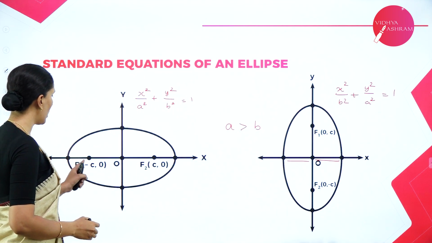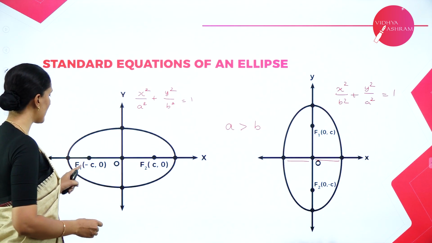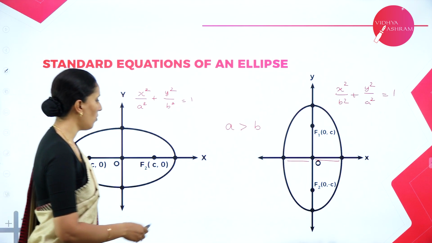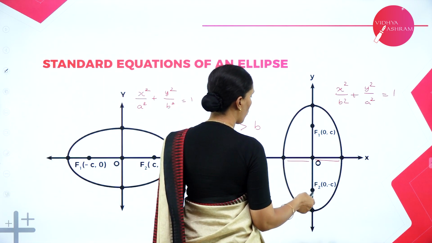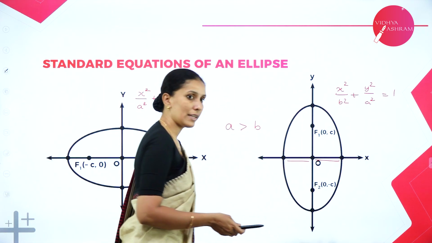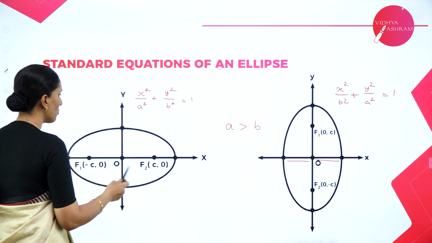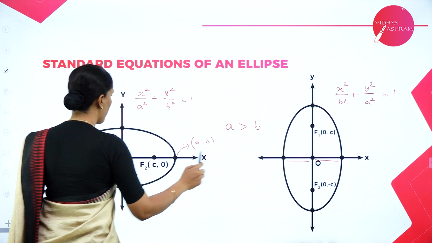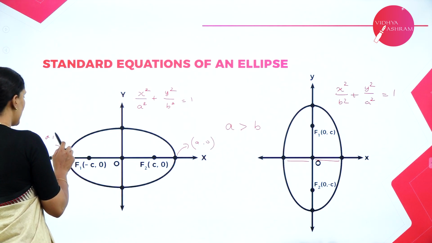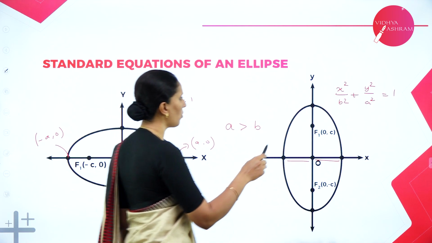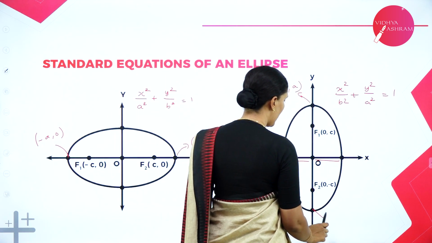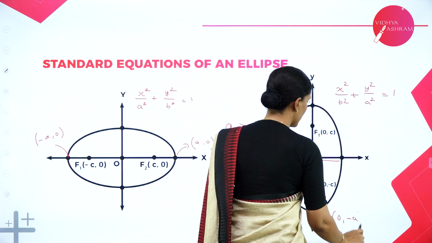So here the focus lies along the x-axis, so therefore the coordinates are c, 0 and minus c, 0. Whereas here the focus lies along the y-axis, so therefore it is 0, c and 0, minus c. And when you talk about vertices, here it takes the form of a, 0 and minus a, 0. Whereas here the vertices are 0, a and 0, minus a.